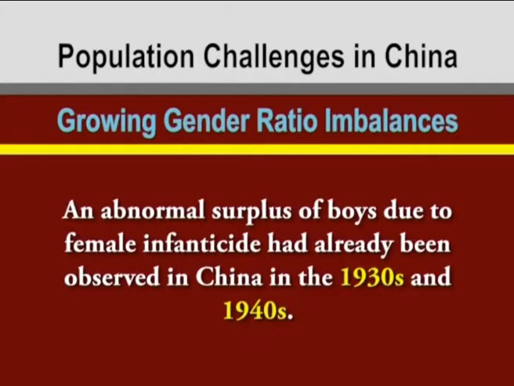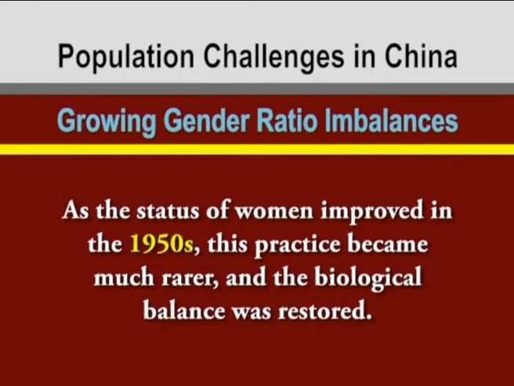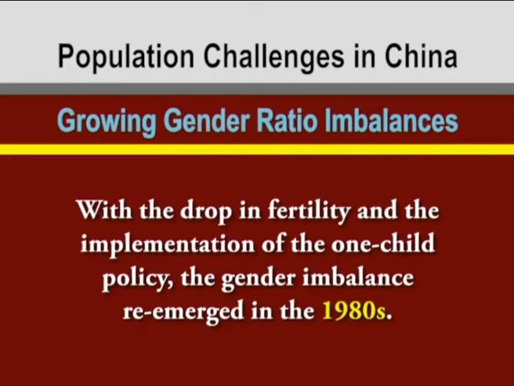An abnormal surplus of boys due to female infanticide had already been observed in China in the 1930s and 1940s. As the status of women improved in the 1950s, this practice became much rarer and the biological balance was restored. But fertility was still high at that time with no government restriction on the number of births. With the drop in fertility and the implementation of the one-child policy, the gender imbalance re-emerged in the 1980s.